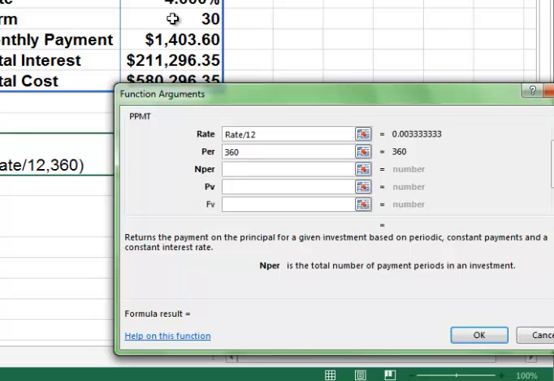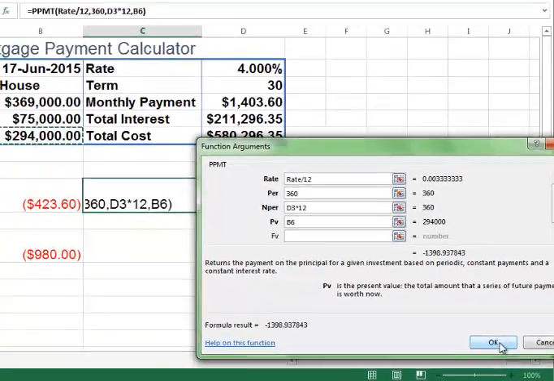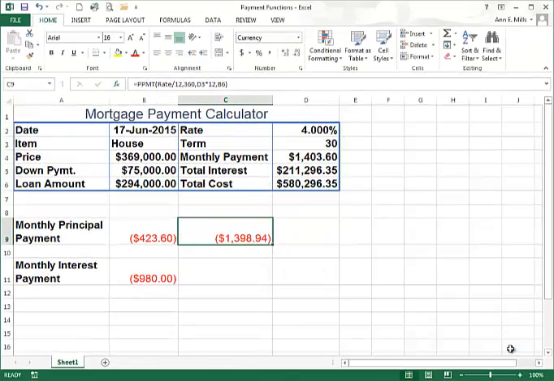And then the NPER again is your years times 12. And the amount of the loan is B6. Click over to that, OK to that. So your last payment, when you're at the very end, most of the principal is weighted towards the end. Okay, so $1,398.94. That portion of the $1,400 is actually going towards principal.